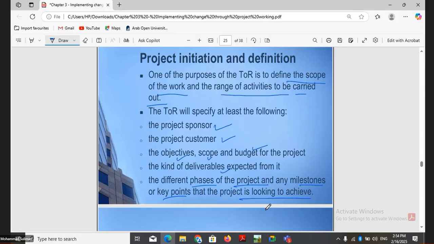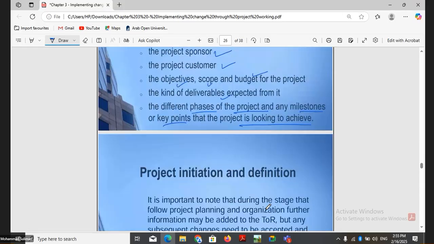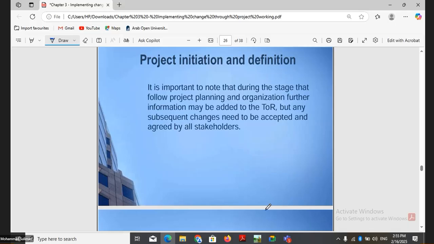So at the end of the project initiation and definition phase, we must have a terms of reference document that includes all the details of the project: who the sponsors are, who the customers are, what the objectives of the project are, what the scope is, what the budget is, what we are expecting from the project, what the deliverables are, what the phases are, and what the key milestones or key points are that we want to achieve. That is in the terms of reference document, and the TOR is the document that is generated at project initiation and definition.